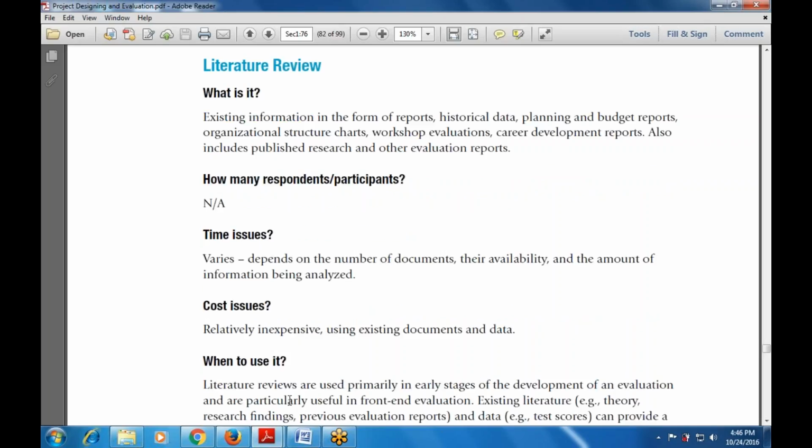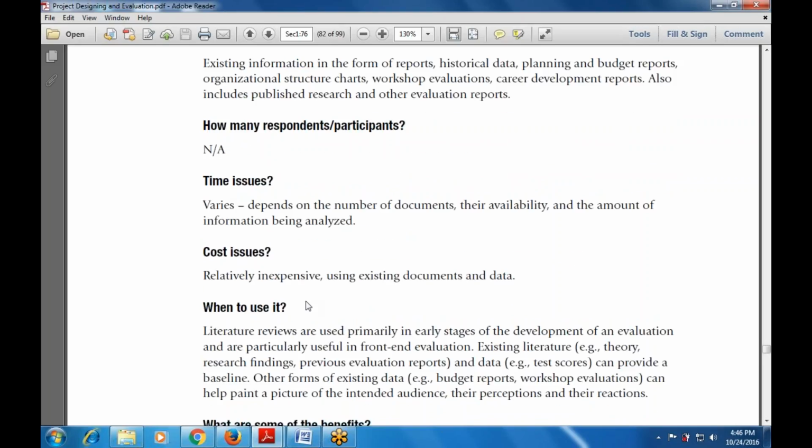The next is when to use it. Literature reviews are used primarily in every stage of the development of an evaluation. Whatever the stage we are talking about, it is used in each and every stage, and it is particularly useful in the front-end evaluation.